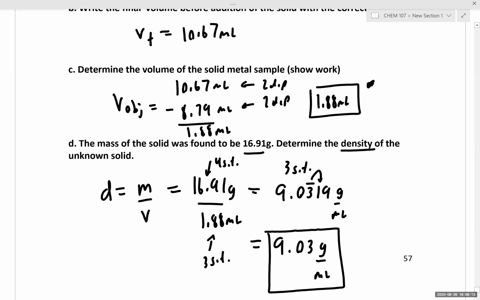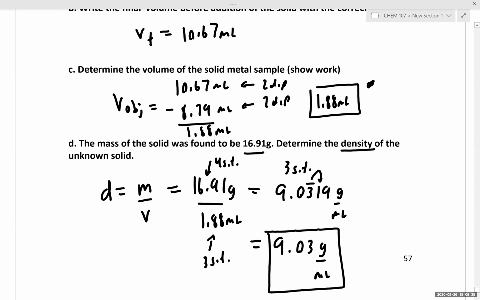Does this example of measuring the volume of an object and the density of an object using the water displacement method make sense to everyone? Does this make sense to everyone so far? Any questions on this example?